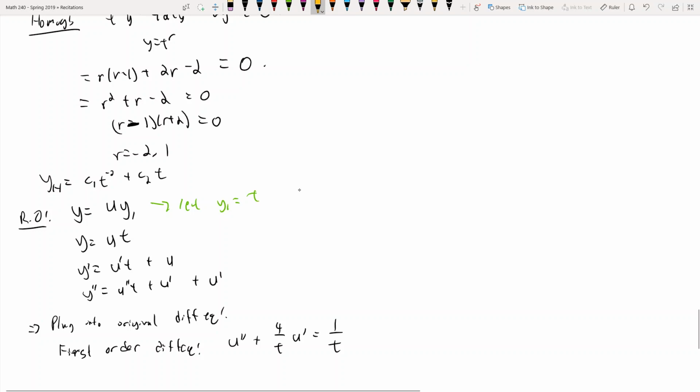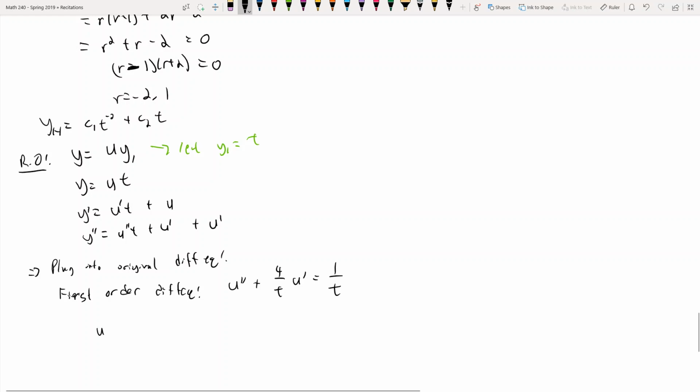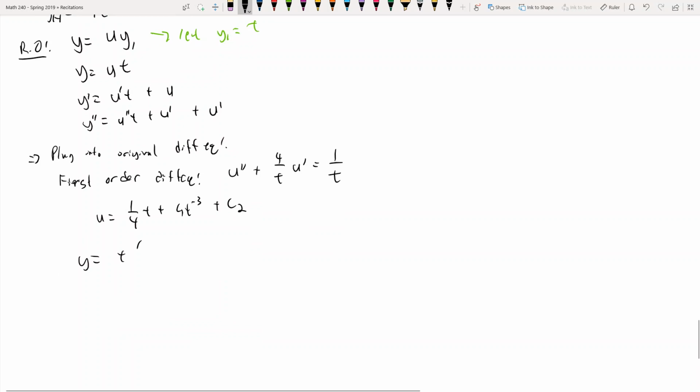And in this problem, it's actually not that bad. If you plug the u's in, you'll see that they cancel out pretty quickly. Okay, so that's the first order differential equation. And then if you solve this, you'll get u is equal to 1/4 t plus c1 t to the negative 3 plus c2. And then you can find y, which is t times all of this stuff right here. You should have two constants because reduction of order returns the general solution, and if you have a second order ODE, you have two homogeneous terms. So then you should have two constants.